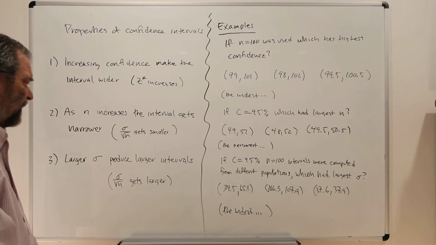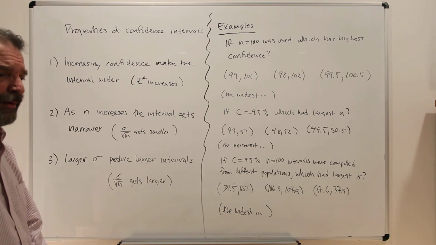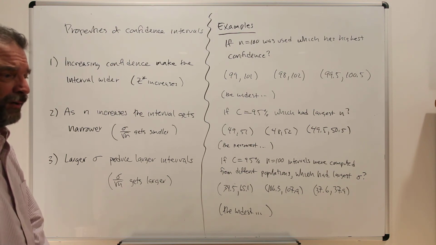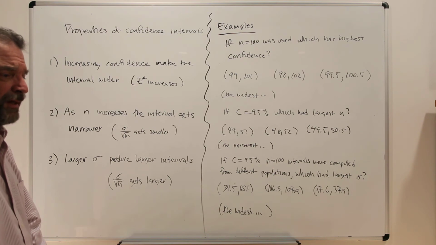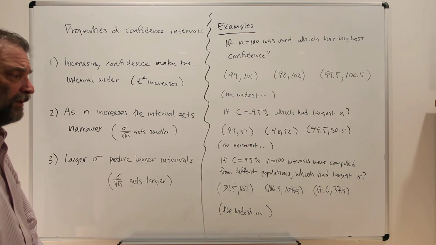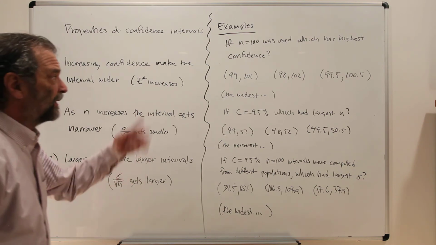And on the flip side of that, a larger sigma means the population is more variable, and a more variable population means that the sample mean is more variable. And so it's easier for the sample mean not to be close to the population mean. So to capture the population mean the same percentage of the time, you need a wider interval. We have some examples over here.